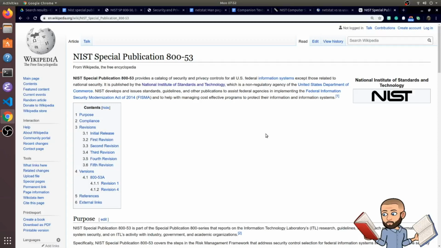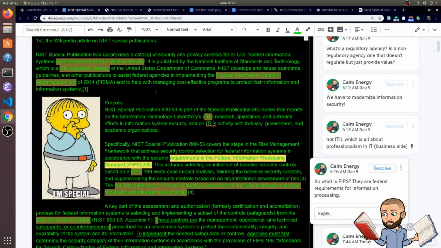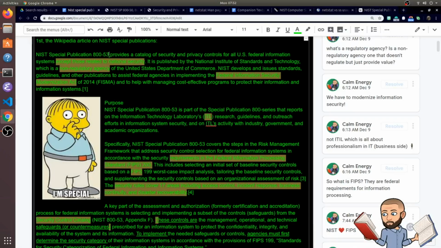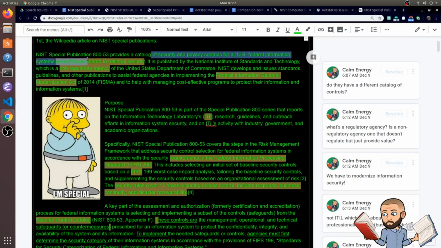So the objective here is to go over what Wikipedia says about NIST Special Publication 853. So I broke it down like this. They begin by saying that this publication provides a catalog of security and privacy controls for all U.S. information systems. But then this is confusing. They say except those related to national security. I've been looking through this catalog, and many of them look like they totally relate to national security, so maybe that's a correction we need to make on Wikipedia.